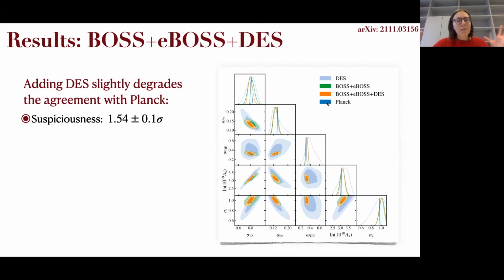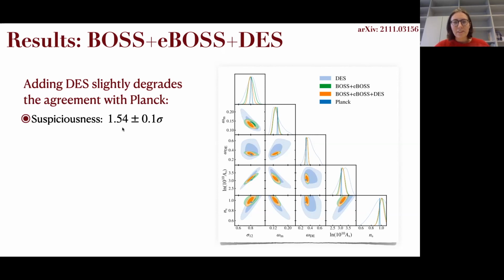So overall, over the whole parameter space, we see that adding DES does slightly degrade the agreement with Planck. So now our suspiciousness between BOSS, eBOSS plus DES and Planck shows agreement of 1.5 sigma. So slightly worse, but still not really anything to write home about.